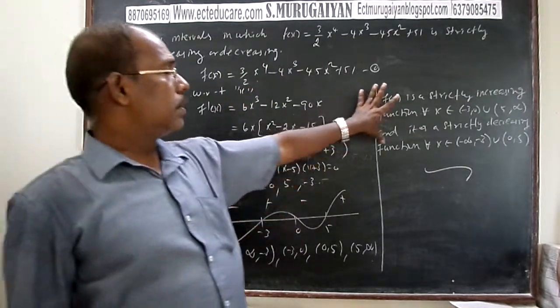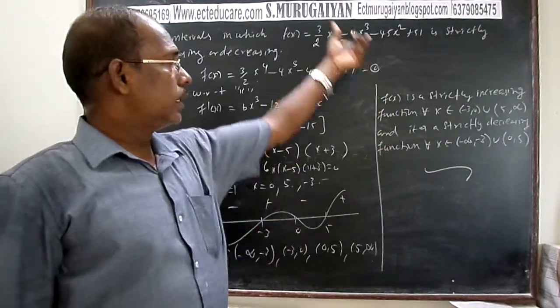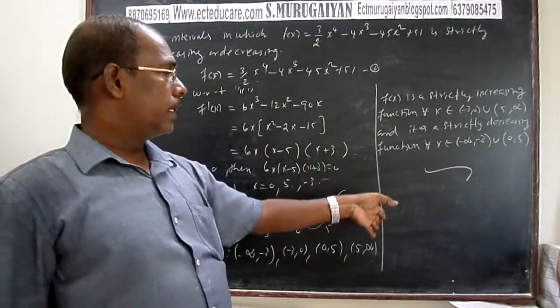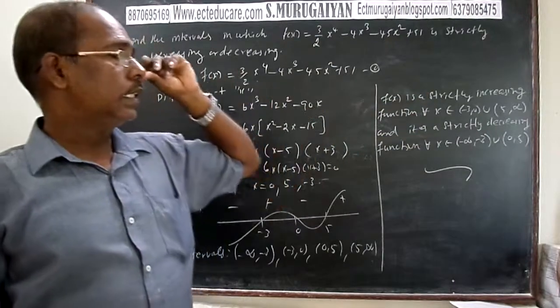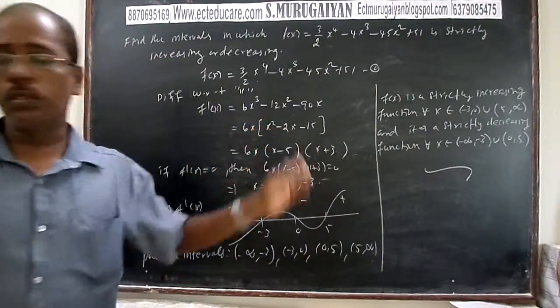Okay, dear student, let's go through it. We can conclude the same result after doing the table work. First column of table: interval, second column: sign of f dash of x, third column: nature of the given function. Let's go through it.